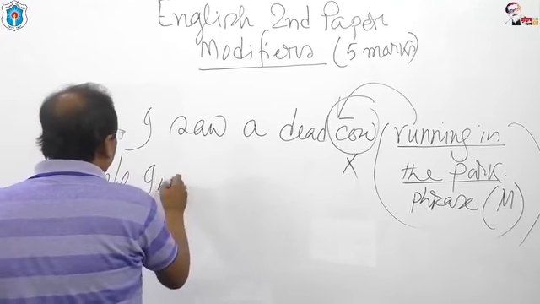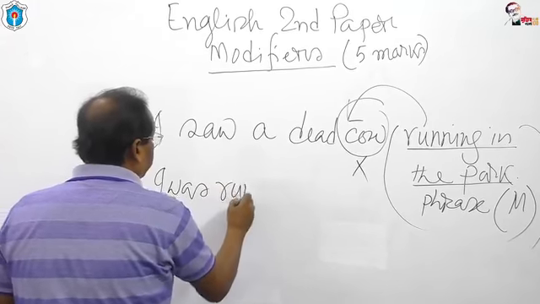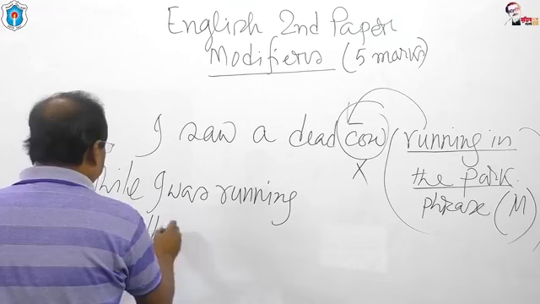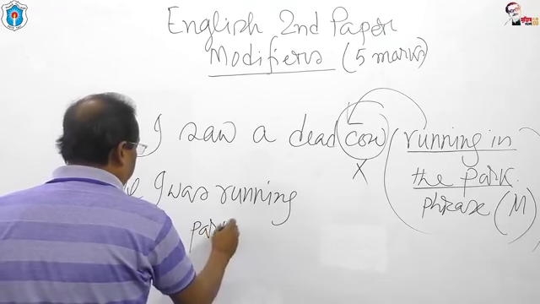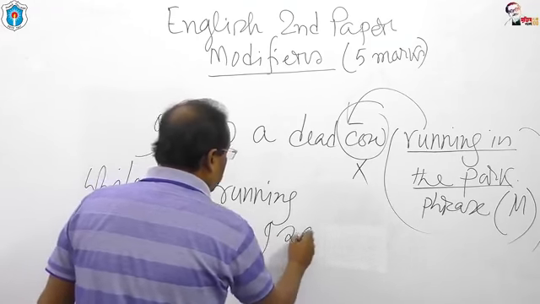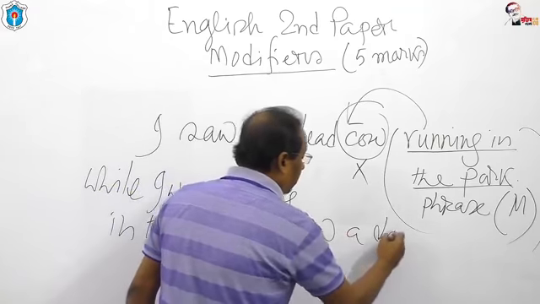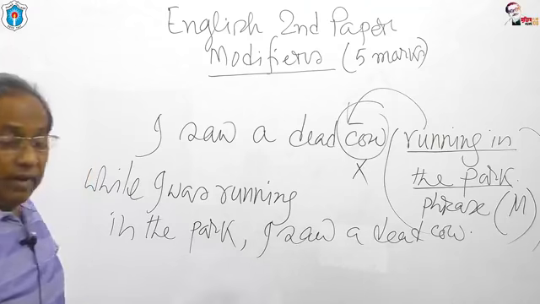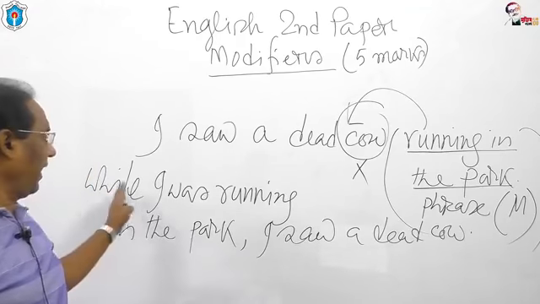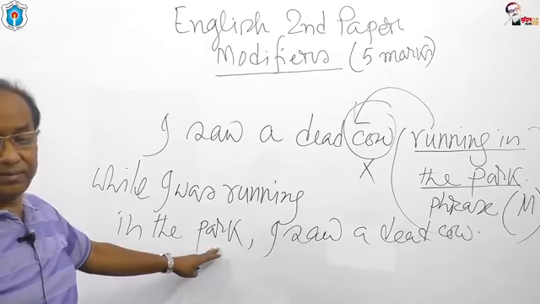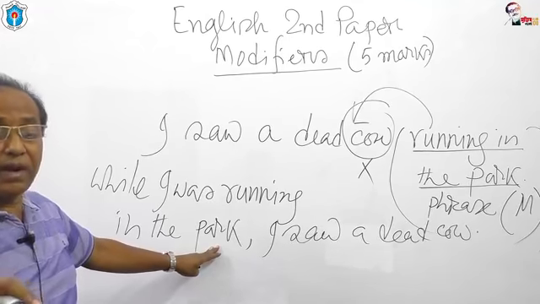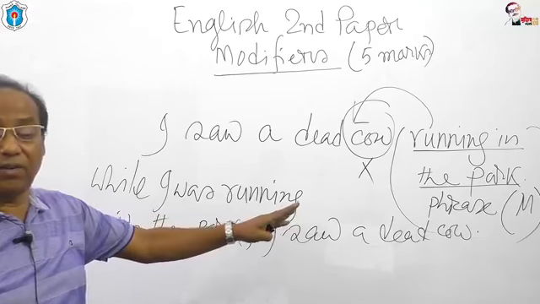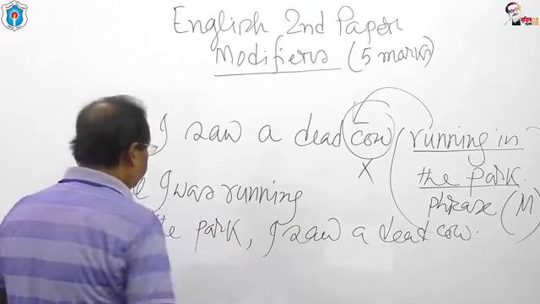While I was running in the park, I saw a dead cow. Now it is meaningful. While I was running in the park, I was jogging, I saw a dead cow. So this is the modifier.